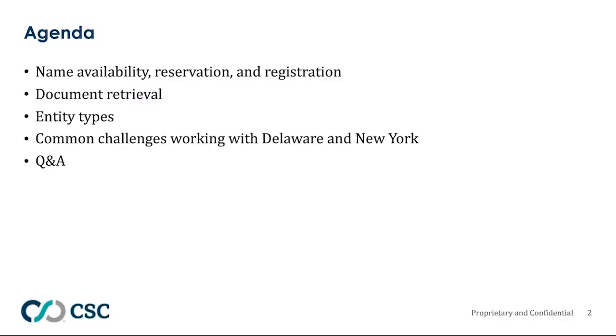Thank you, Annie. So the agenda today that we're going to cover for entity formations is that we'll talk about the name availability, reservation, and registration process. So of course that very important process of making sure that you've got the right name in there. We'll talk about document retrieval, the different types of documents that can be retrieved, different kinds of entities that you may encounter, some of those common challenges that will happen with Delaware and New York, because those are the states that we have the most amount of filings with in document retrievals. And then we'll jump into a Q&A session at the end.